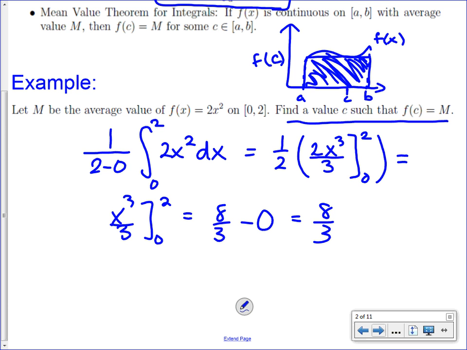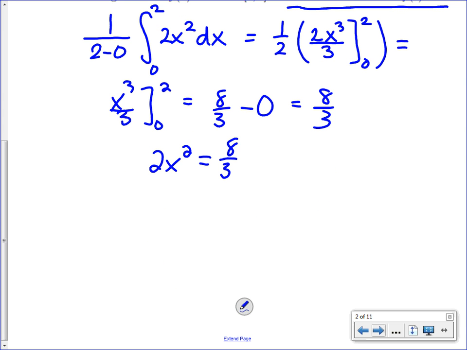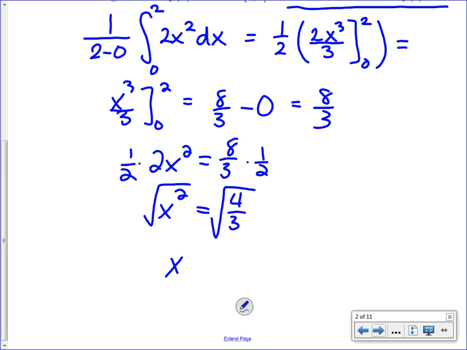Okay, so then we want to find a value c such that f of c is equal to m. So we're going to take our original function, 2x squared, and we're going to set it equal to 8/3. And we're just going to solve it for x. So here I would multiply by 1/2 on each side, and then I would find the square root of each side.